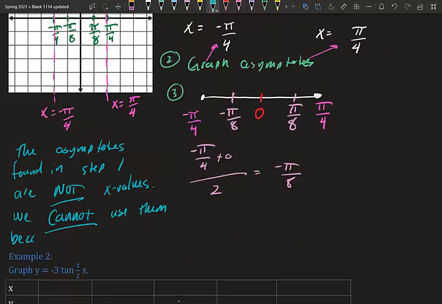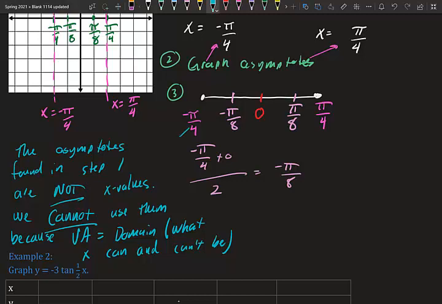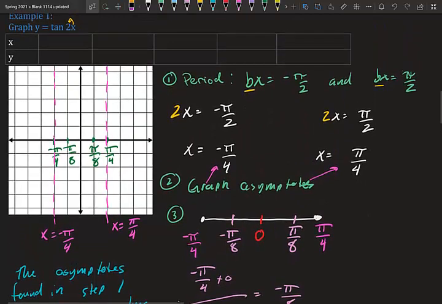The asymptotes found in step 1 are not x values. We cannot use them because, remember, your vertical asymptote is your domain. So that's what x can and cannot be. Because we have asymptotes at negative pi over 4 and pi over 4, that means x cannot be these values. We use those asymptotes as a guideline, and it starts off our interval chart. So we cannot use those values. The only values we are allowed to use is everything in between. So we can use negative pi over 8, we can use 0, and we can use pi over 8.